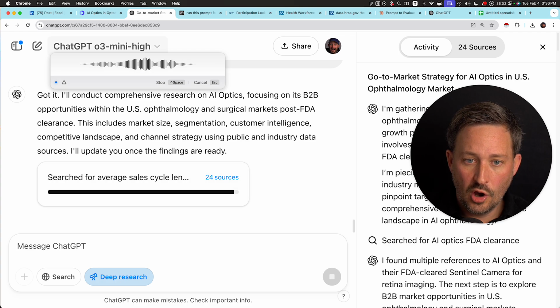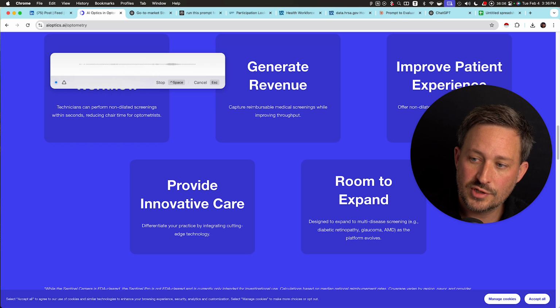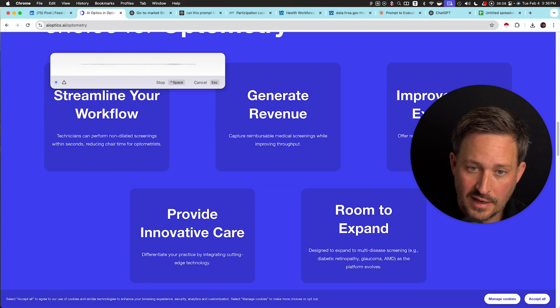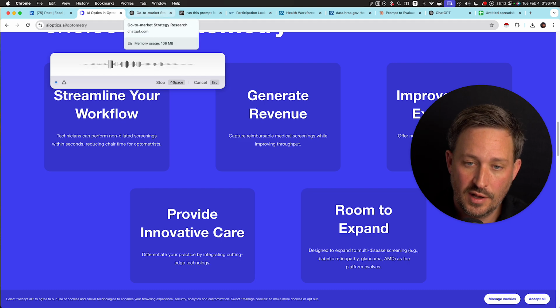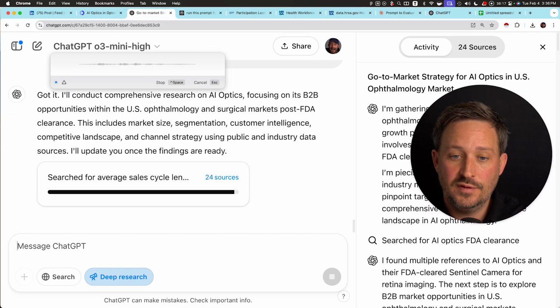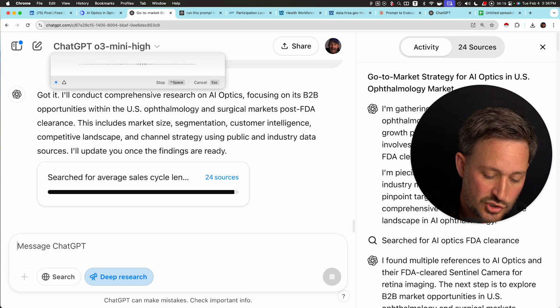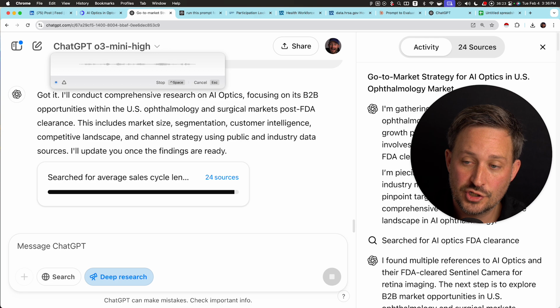So go ahead and do this. My goal is for each of the workflows: generate revenue, improve patient experience, and provide innovative care. I want you to find three actual real examples of real live customers, why you think they're good fits with your individual data research, and with unique value props and a question for each of them, with names, etc. So go ahead and do this for me.